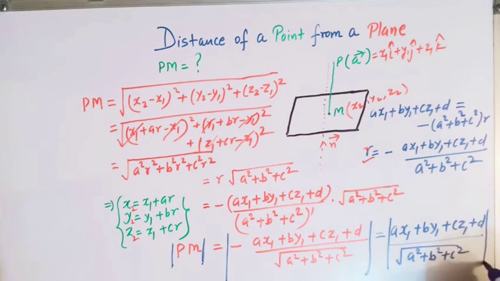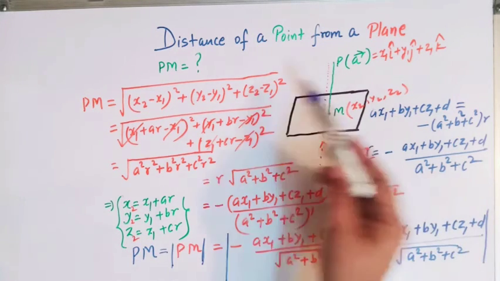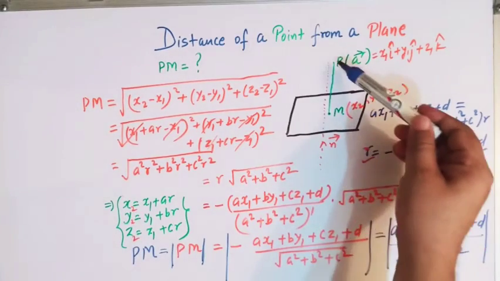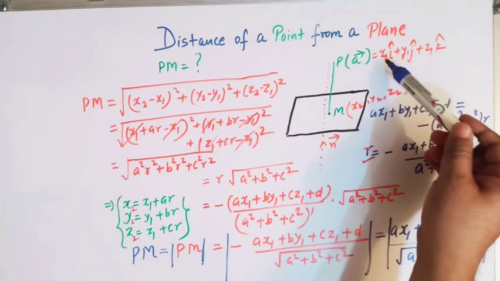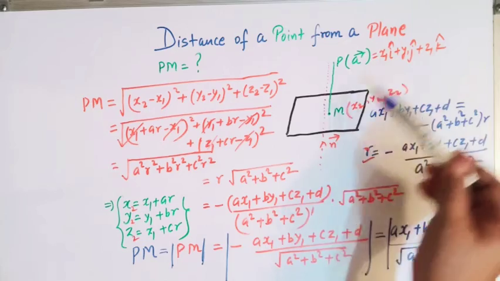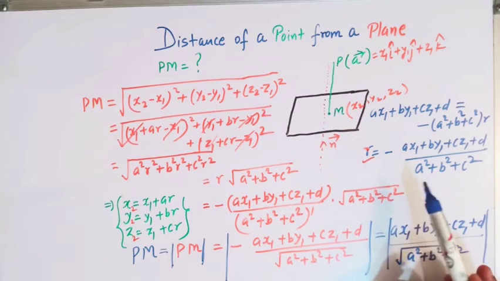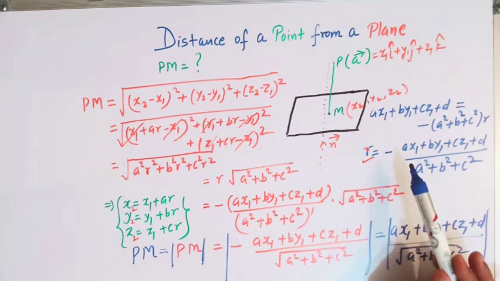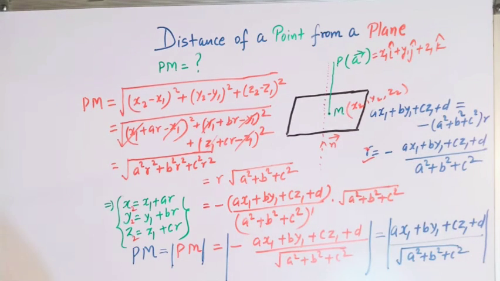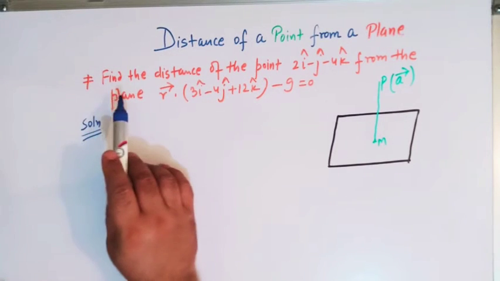So this is the formula for the perpendicular distance of a point P whose coordinates are x1, y1, z1 from the plane whose equation is ax + by + cz + d = 0. Now viewers, let us take this problem.